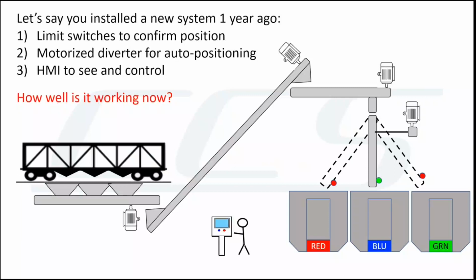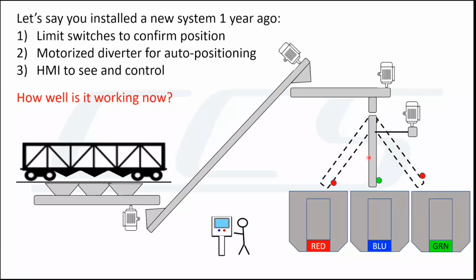Let's start with an example. Let's say you installed a new system one year ago. This system was a dream come true. We had everything we ever wanted to automate this process we've been doing manually for years and years, and we have all this great equipment. We have limit switches to confirm positions. I'm going to point these out here. We have limit switches here to confirm positions.